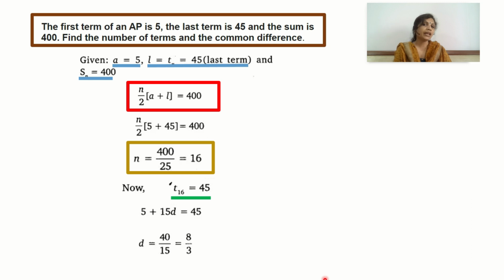Alright. But you are given that the last term is 45 and the sum is 400. Last term of an AP. So last term, there are 16 terms, so last term will be the 16th term. So T16 is equal to 45. This is how you have to understand. Now since T16 is equal to 45, T16 we can write as A plus 15D. A is 5. So 5 plus 15D is equal to 45. So D is equal to 40 upon 15. If you solve it, you get this. So D is 8 upon 3. So we got the value of D also. We got the value of N as well.